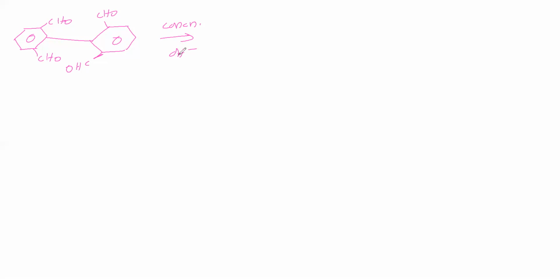Now, if OH minus is attacking this aldehyde group, what will happen? We'll see. OH minus is attacking the aldehyde carbon, isn't it? So, OH minus is attacking this aldehyde carbon. Therefore, that O becomes O minus and OH. We have written. Then another aldehyde group here.